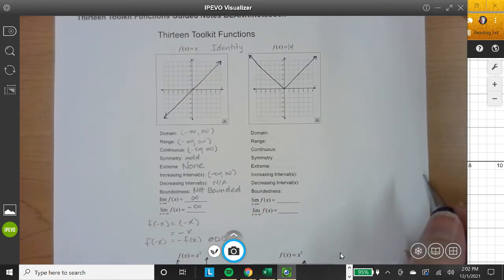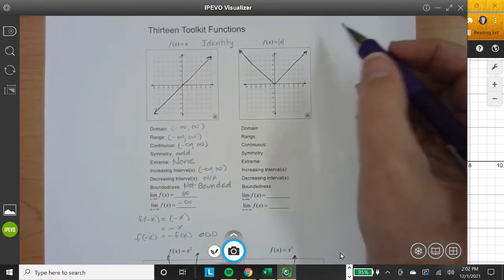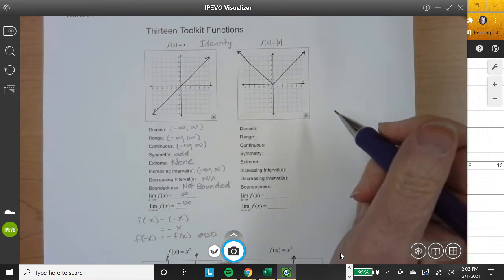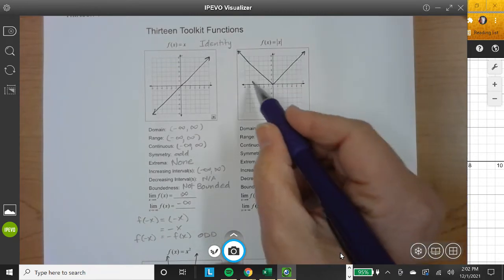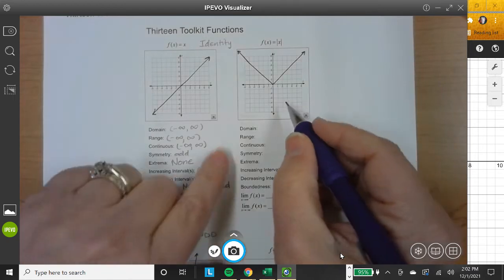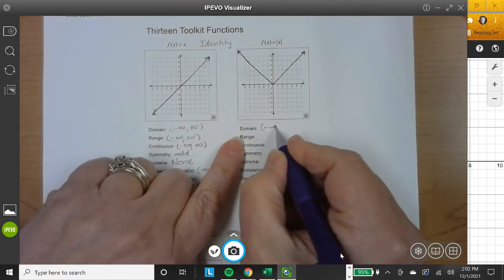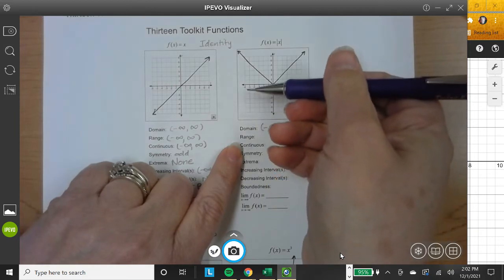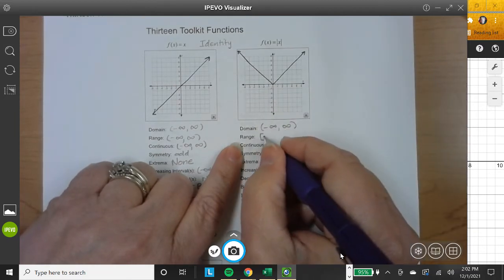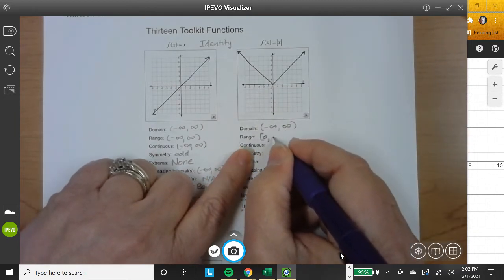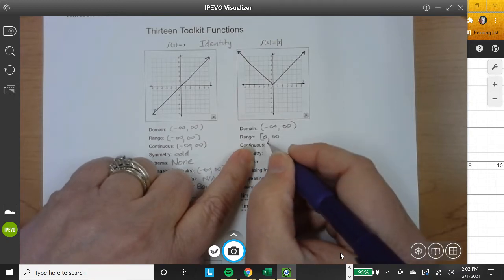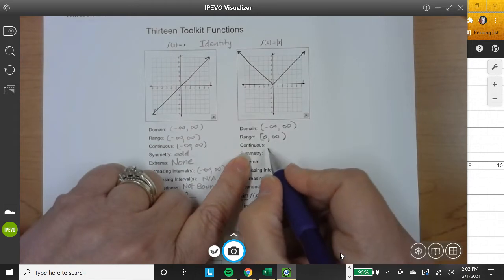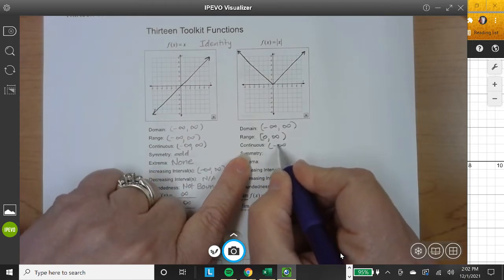All right, the absolute value function. The absolute value function looks like the classic V. It has a slope on the right of 1, a slope to the left of negative 1. Its domain is all real numbers. Its range: I only have y values inclusive from 0 to infinity. Is this continuous? Yes, it's continuous for all real numbers.